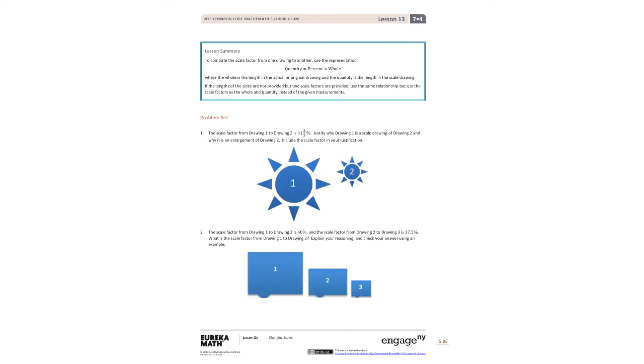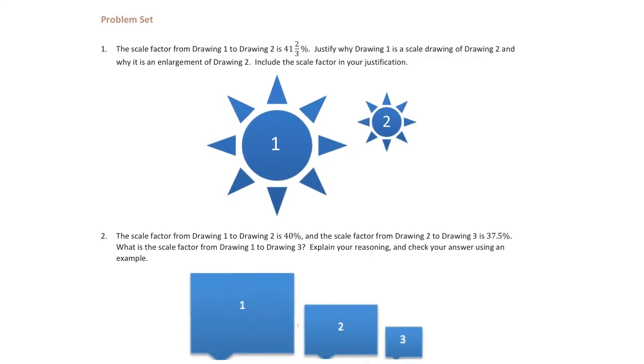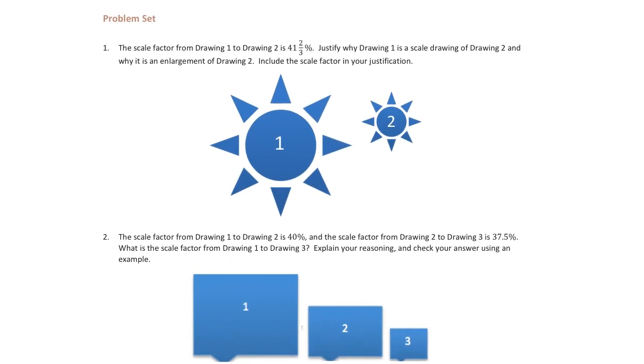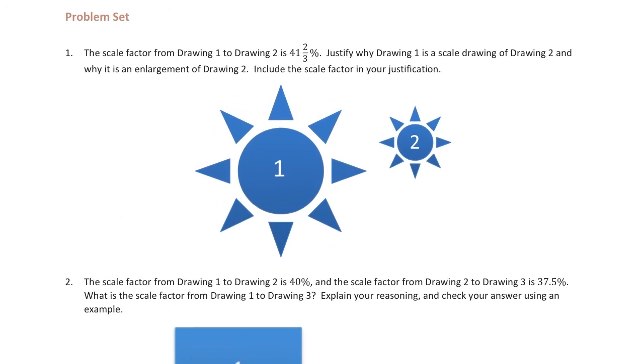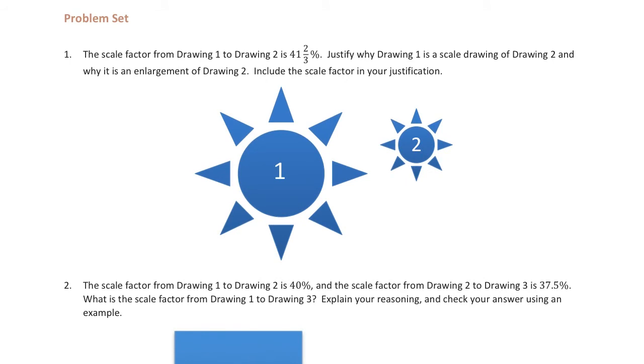All right, we're going to go ahead and get started on problem set 13. So go ahead and turn to page 85. Yep, 85. And we are going to get started on number 1. The scale factor from drawing 1 to drawing 2 is 41 2/3%. Justify why drawing 1 is a scale drawing of drawing 2 and why it is an enlargement of drawing 2. Include the scale factor in your justification.